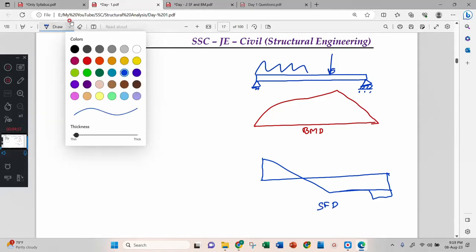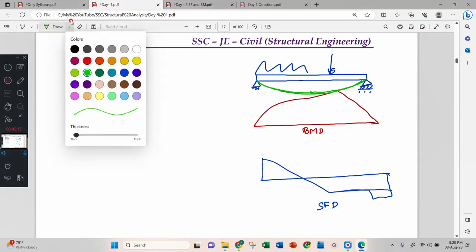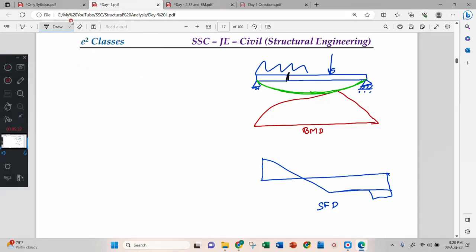Now, very interestingly, this will have a deflection diagram. Let us consider this is your deflection curve. Deflection curve means that after application of the load, the beam will take this shape. In this shape, let us consider a point C, and this distance is called the deflection.